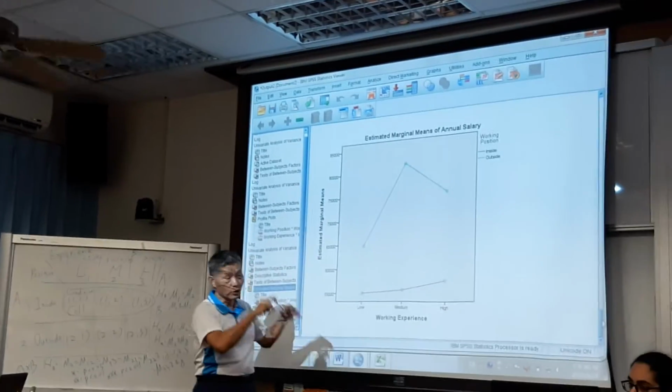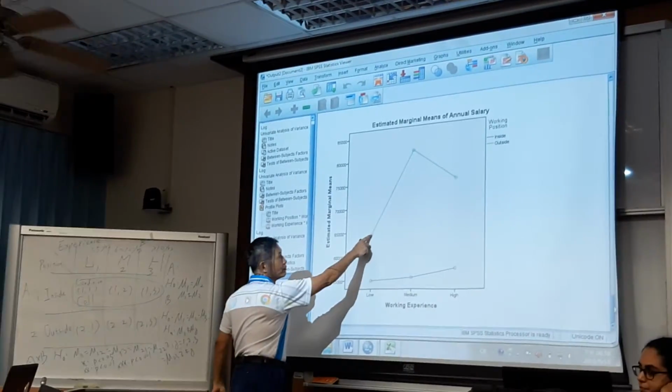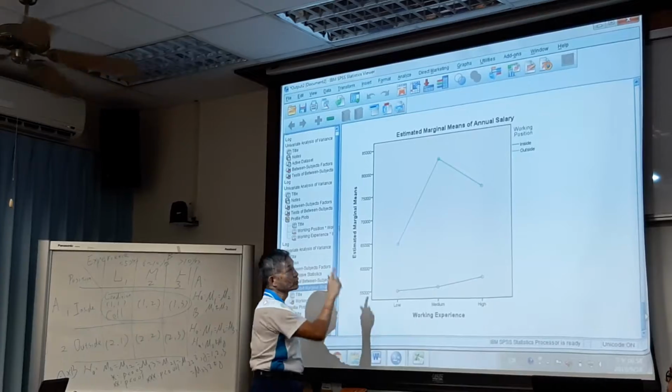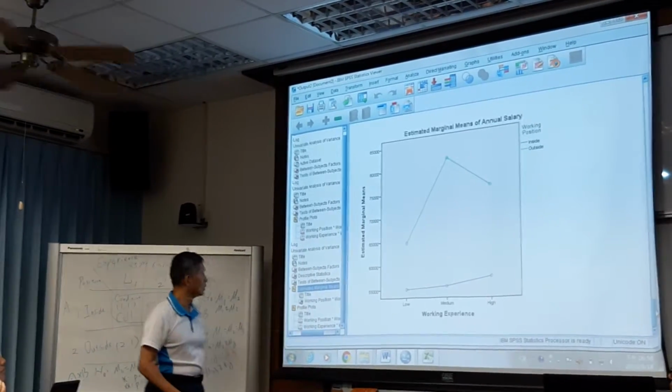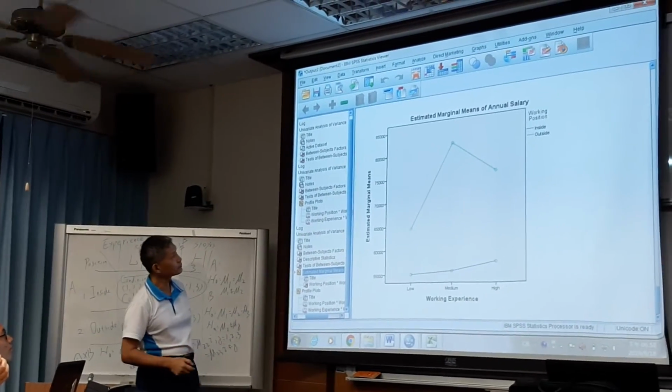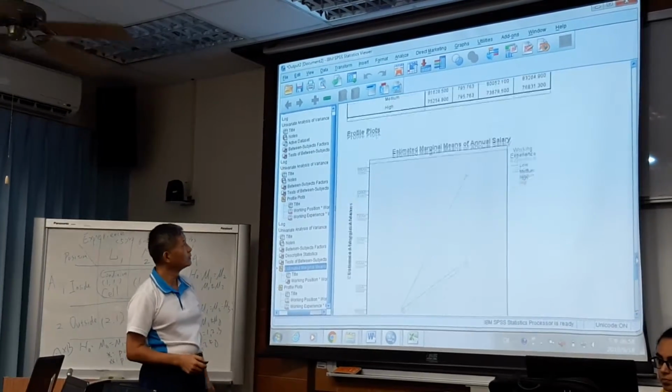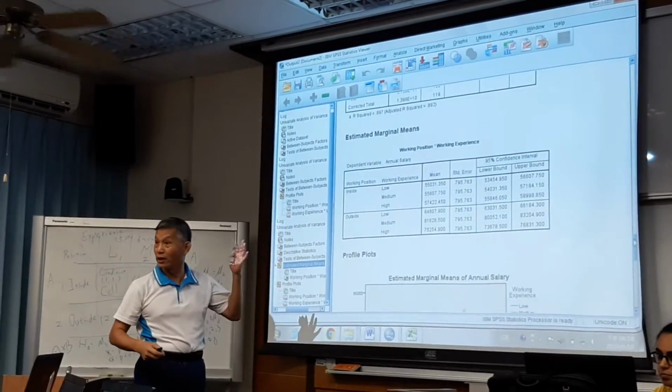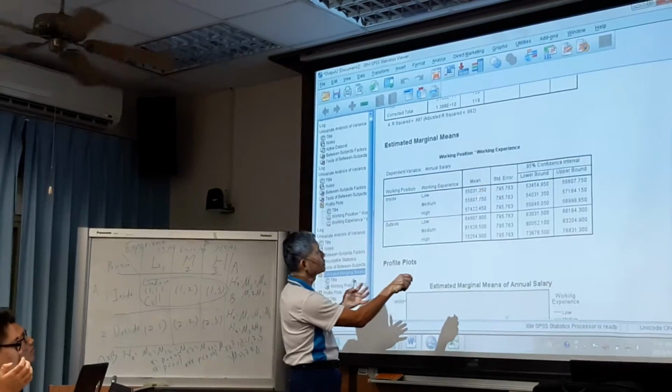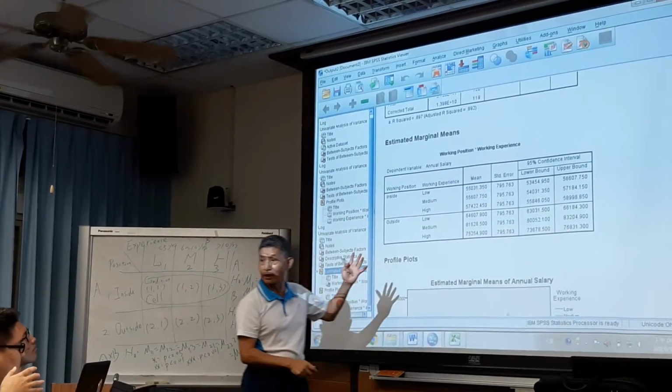You've got a picture, but you don't know the exact value for each condition. Can you move to the data, the table? Here, so you got it. There are six data: 1, 2, 3, 1, 2, 3.